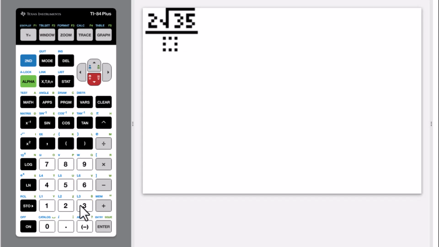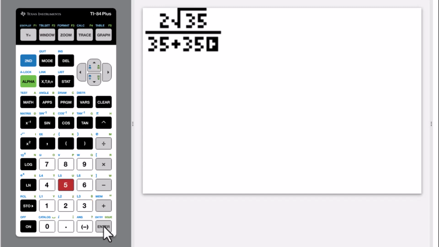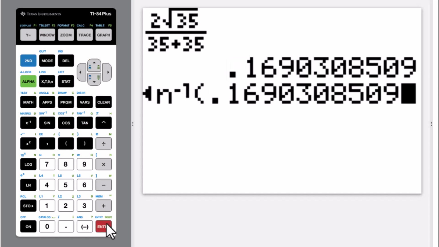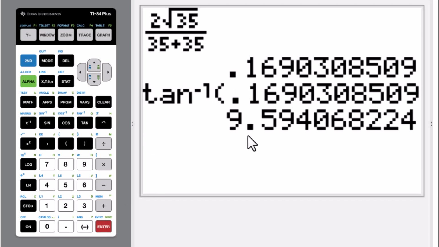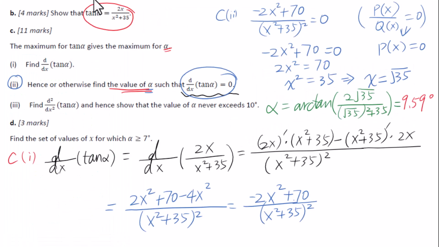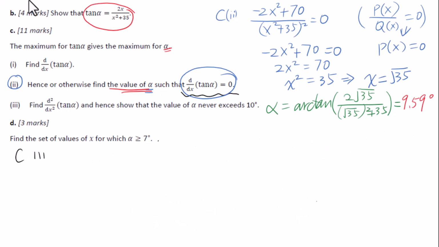Square root of 35 squared will be 35, so 35 plus 35. Enter. Then second tangent. Enter. Alpha equals 9.59. Alpha equals 9.59 degrees. Let's go to C3.